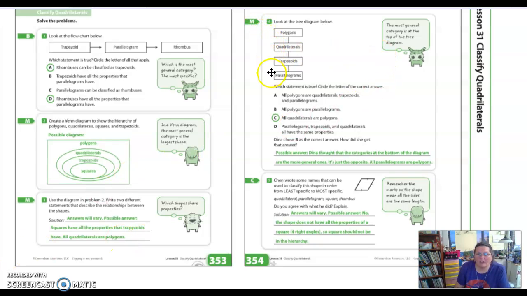On number 4, we should have had C, and Dinah thought that the categories at the bottom of the diagram are more general ones. It's just the opposite. So at the bottom it's more specific, she thought more general. The general's at the top, specifics at the bottom. And then we have number 5. Possible answer, no, this shape does not have all the properties of a square. It would need 4 right angles to be a square. So squares should not be in the hierarchy.